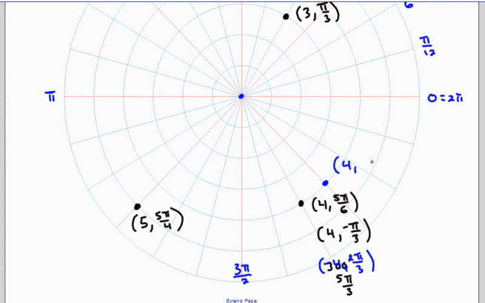1, 2, 3, 4. This is the point 4 and 7 pi over 4, which in rectangular coordinates is 2 square root of 2 and -2 square root of 2. Right? Because we go 2 square root of 2 to the right, 2 square root of 2 down. But notice in polar, we don't go left or right, up or down. We go a direction and then a distance.